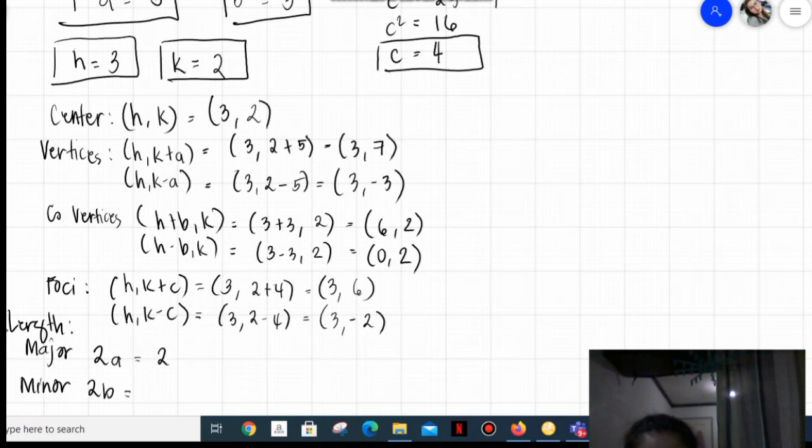So, 2 times a, ang a natin is 5. 2 times 5 equals 10. And then ang b natin, 2 times 3 equals 6. So, 10 ang ating major axis dito. Ang minor axis naman natin ay 6.